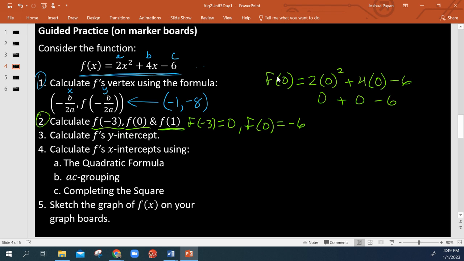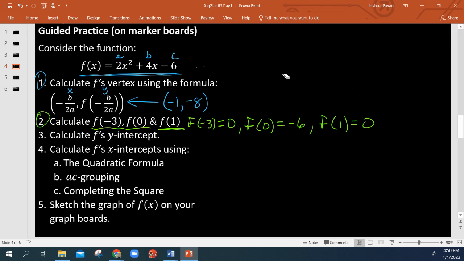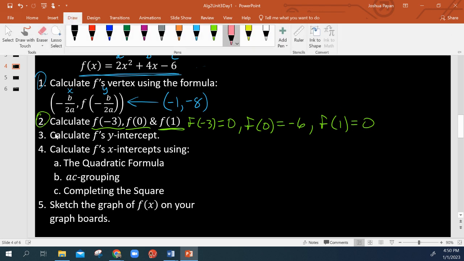Okay, and now we're looking for f of 1. Okay, so f of 1 is going to also be pretty simple. Let me just work smart here and not hard. Put ones. Okay, so 1 squared is 1. 1 times 2 is 2. Plus 4 times 1, which is 4, minus 6. 6 minus 6 is also 0. So we have f of 1 equals 0. Okay, pretty interesting. Weird little thing going on there. We'll figure out what that means when we get to that point.